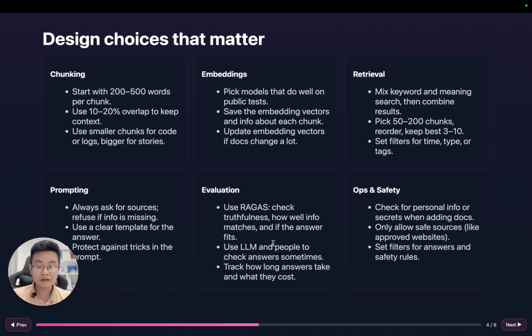And then finally is the ops and safety, right? You need to ensure that personal information, PII, and also secrets, like the OpenAI key or passwords, are removed when you're adding documents to the vector database, and also only allow safe sources, for example approved websites and approved documents, to be used in the RAG workflow, RAG pipeline. And then also set the answer filter and safety rules carefully.